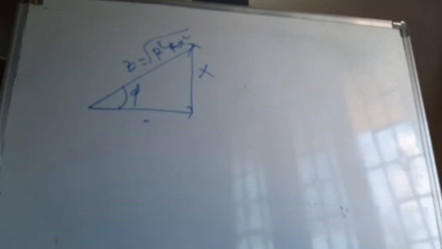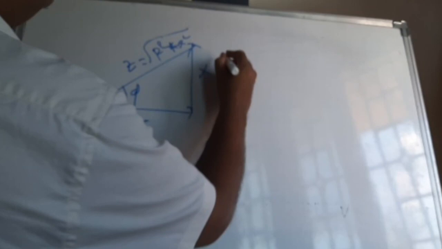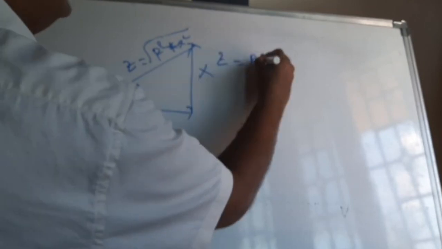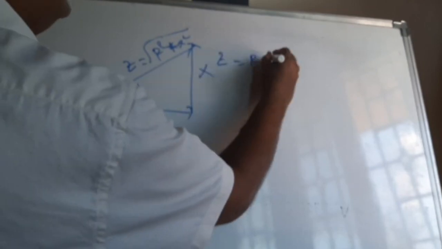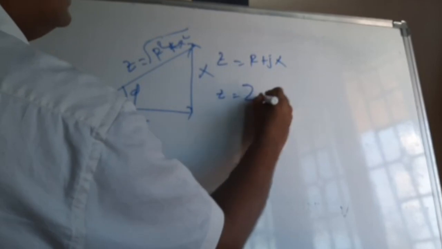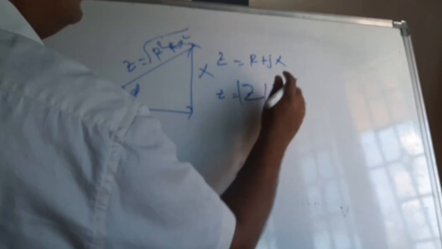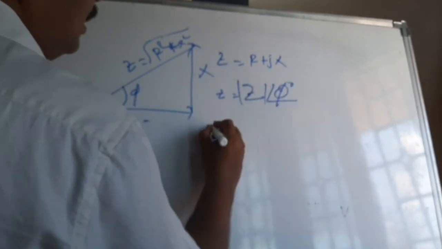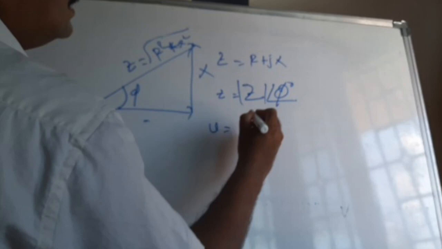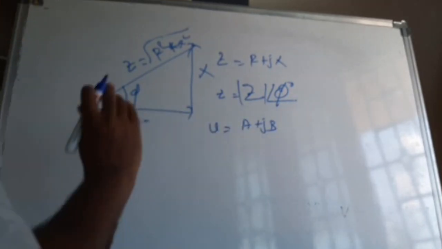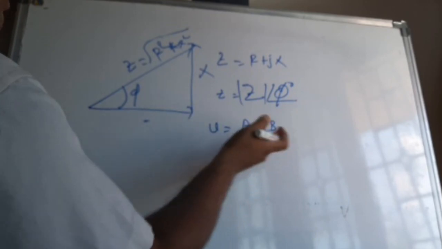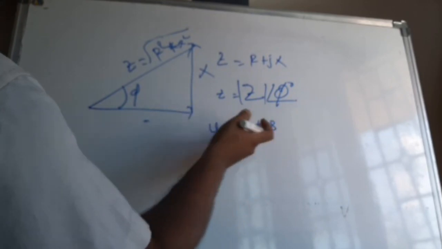Here Z is equal to R plus jX, this is the rectangular form, and similarly Z can be written as Z angle phi degrees. And this phi represents your power factor angle. Similarly, you can represent V as a plus jb, with a real part and an imaginary part.